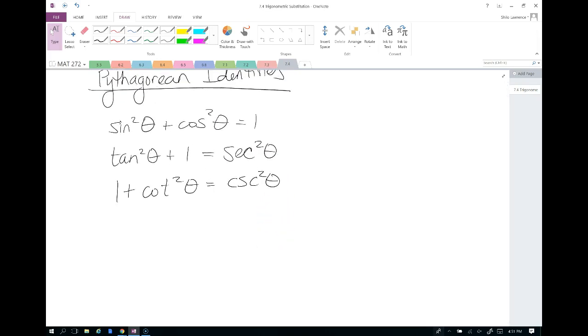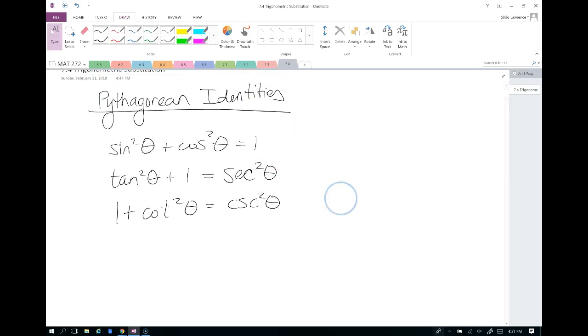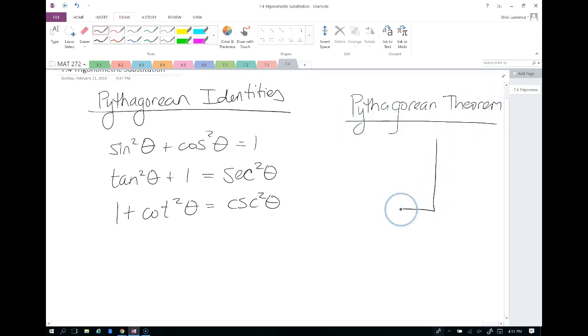We're not only going to be using the Pythagorean identities from trigonometry, but the Pythagorean theorem from algebra and geometry class. It's got the exact same pattern, except it uses algebra instead of trig functions. So the Pythagorean theorem says if we have a right triangle, you can square the legs of the triangle and add them together, and that will give you the square of the hypotenuse. So it's a squared plus b squared equals c squared.